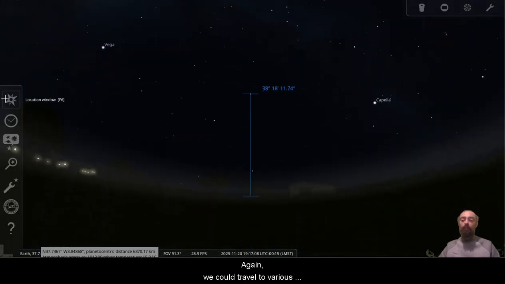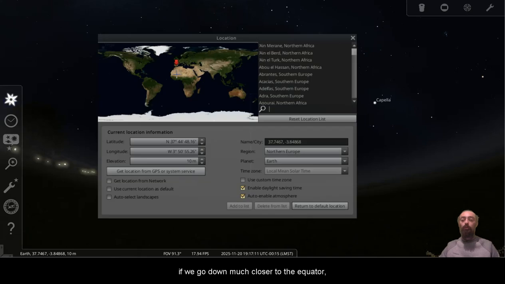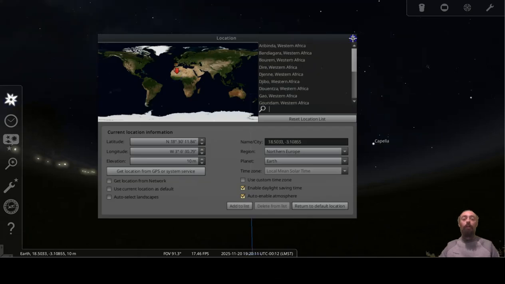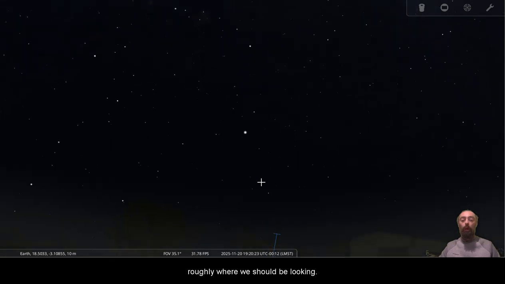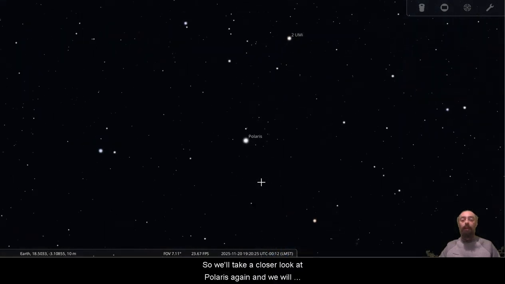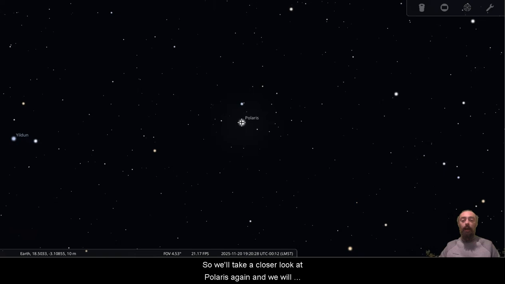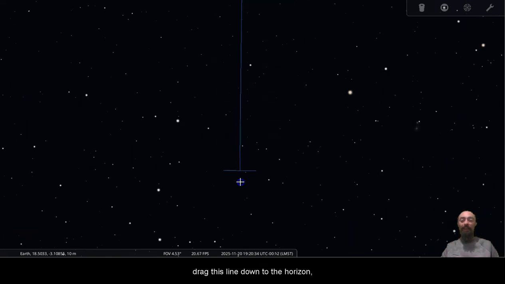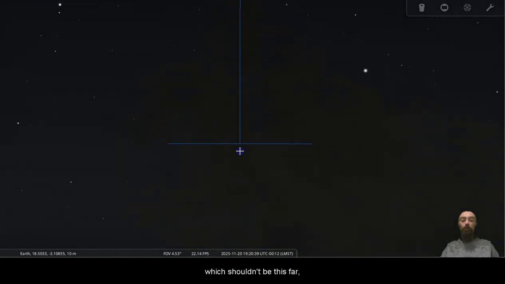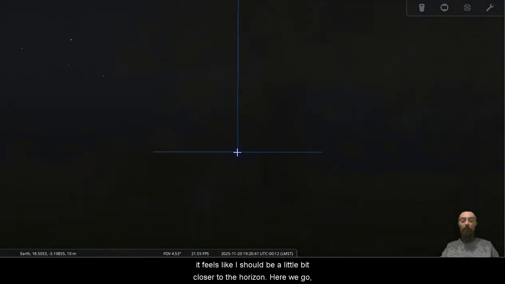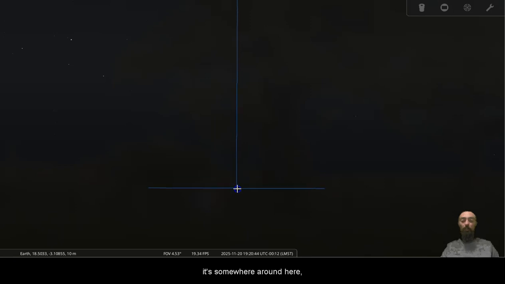Again, we could travel to various other locations. If we go down much closer to the equator, we'll come down to about here. Then we'll still see the North Star above the horizon. Now, at this time of the night, at this time of the year, the plough is completely hidden under the horizon, but we still have Cassiopeia up here, helping us to see roughly where we should be looking. So we'll take a closer look at Polaris again, and we will drag this line down to the horizon, which shouldn't be this far. It feels like I should be a little bit closer to the horizon. Here we go. It's somewhere around here.